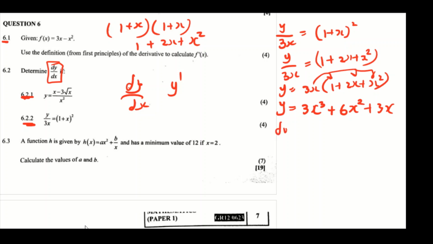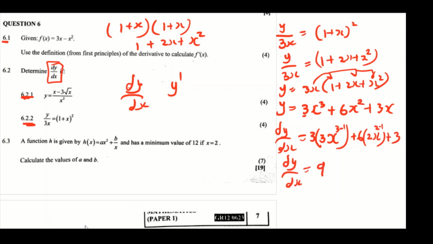So it's going to be dy over dx is equals to 3, which is this 3. You drop the 3, that is the power. You say x to the power of 3 minus 1. And then you say plus 6 into 2x to the power of 2 minus 1 plus 3. Right? So it's dy over dx is equals to 9x squared plus 12x plus 3. So this is the solution for 6.2.2. Now let's get down to 6.3, right, which is also more or less the same.